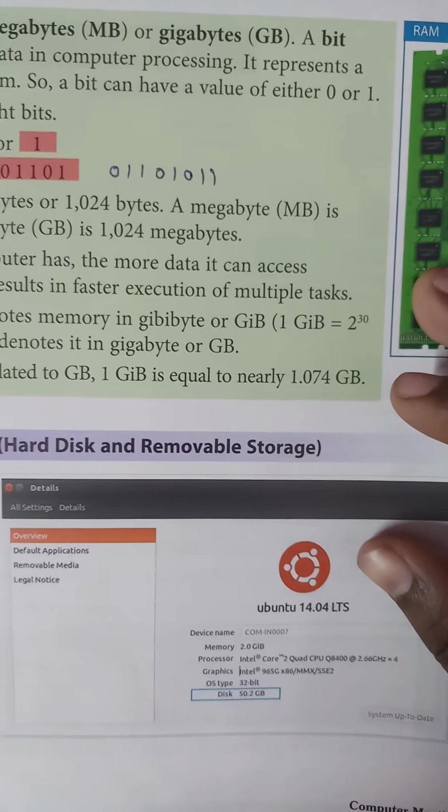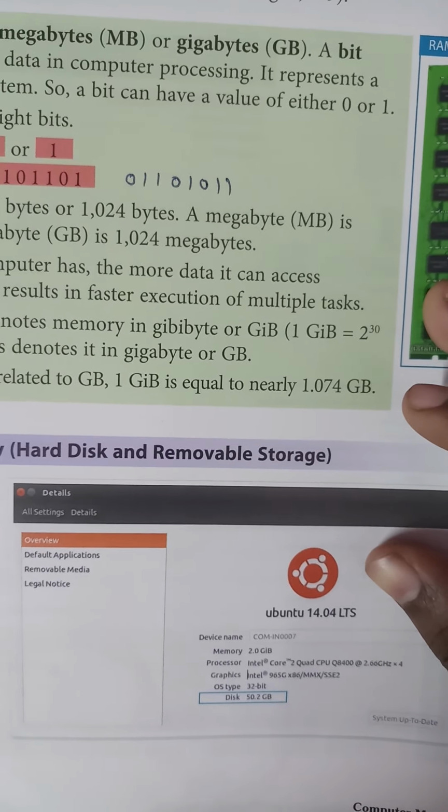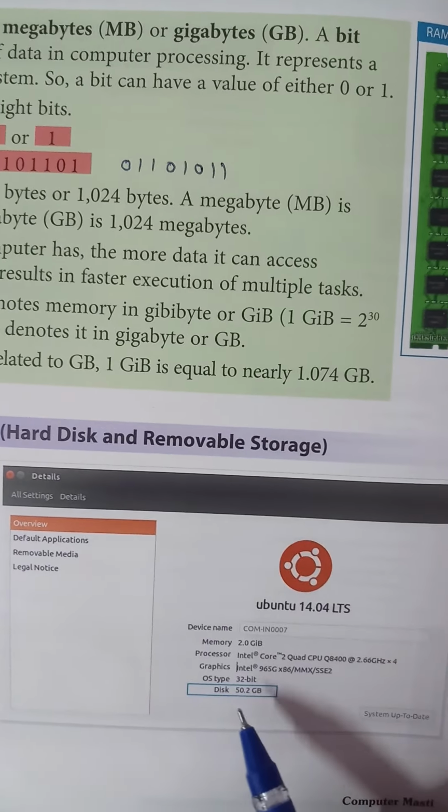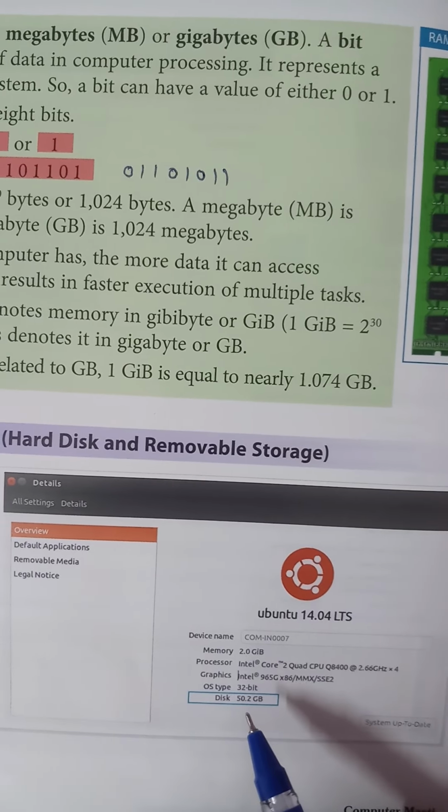So here in the computer, disk 50.2 GB. GB means gigabytes. So this is the hard disk here. Hard disk contains the data, storage as 50.2 GB.